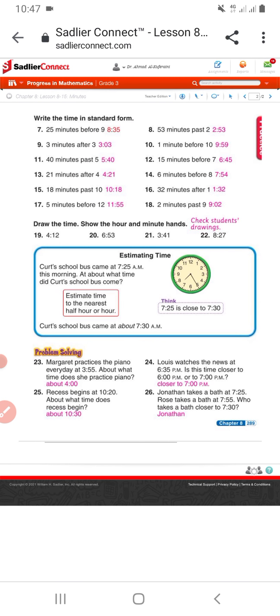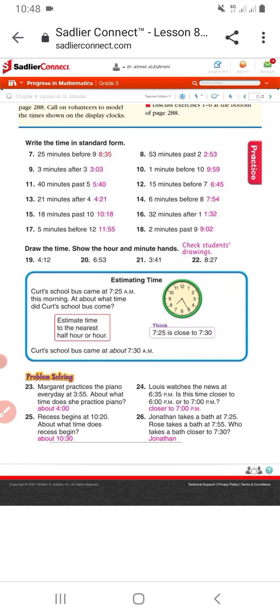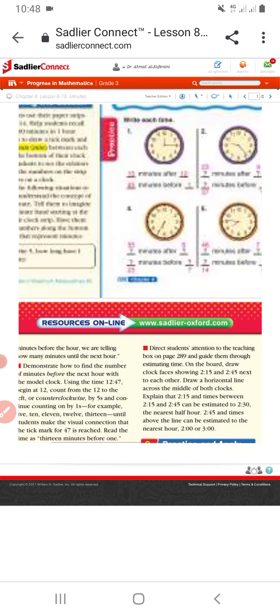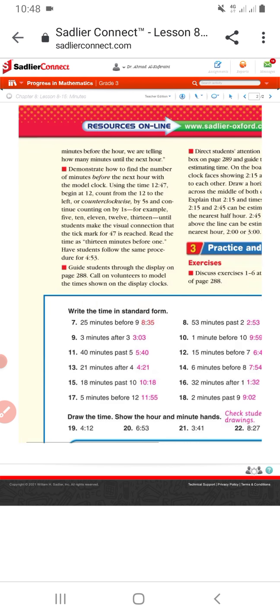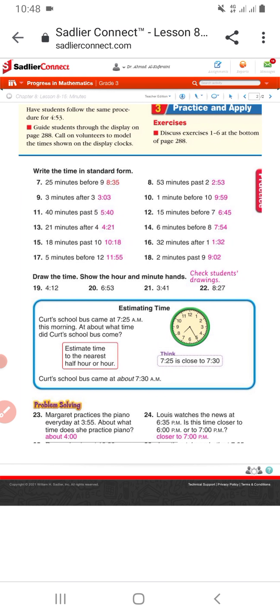Now let's check the next page. We have write the time in standard form. This question is highly important for me. And you have to focus on question number from 1 to 6. And this question is highly important to me, okay? We have 25 minutes before 9.